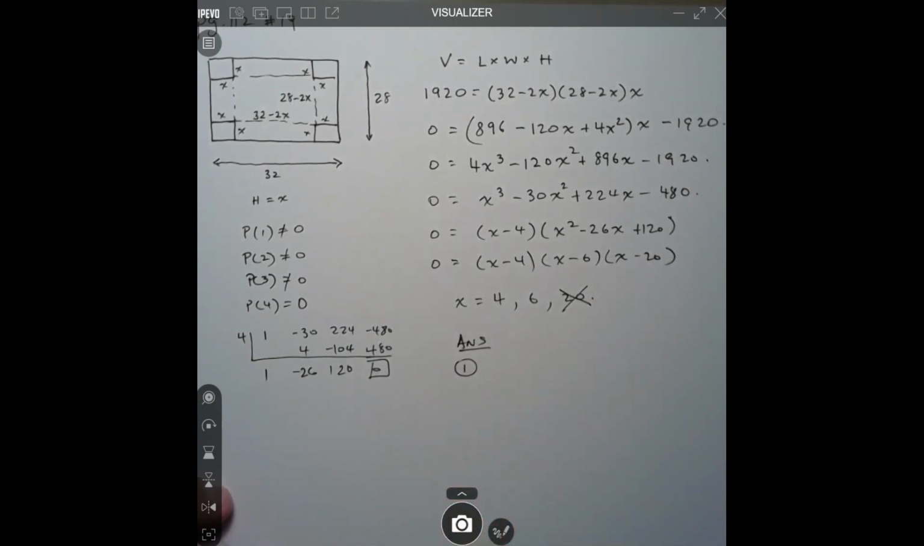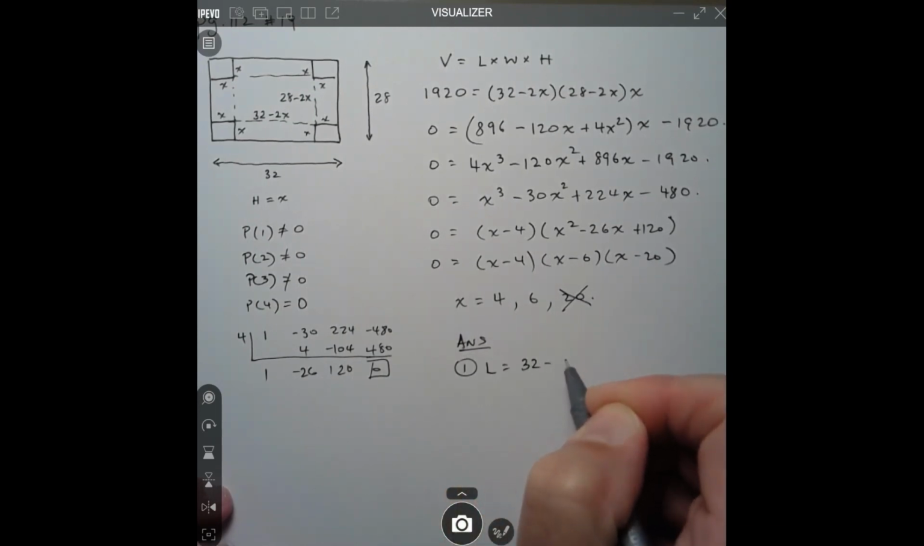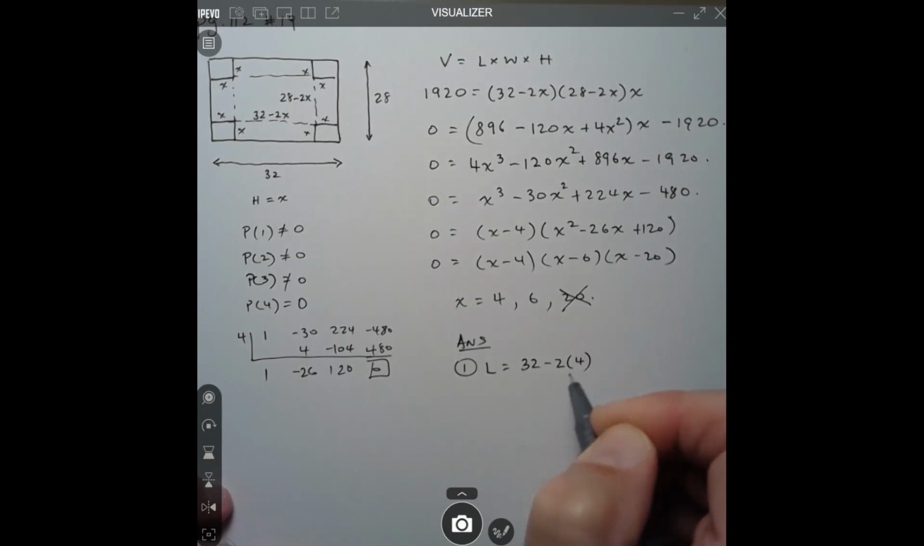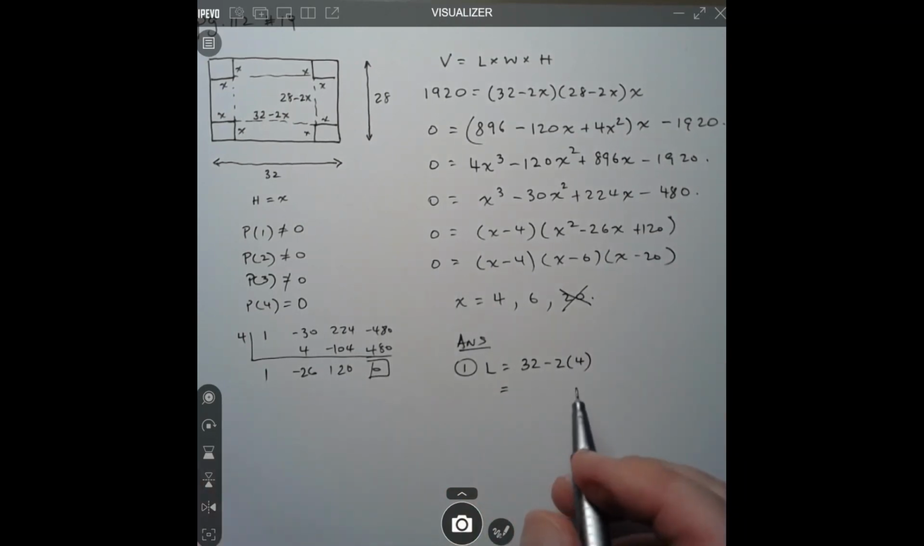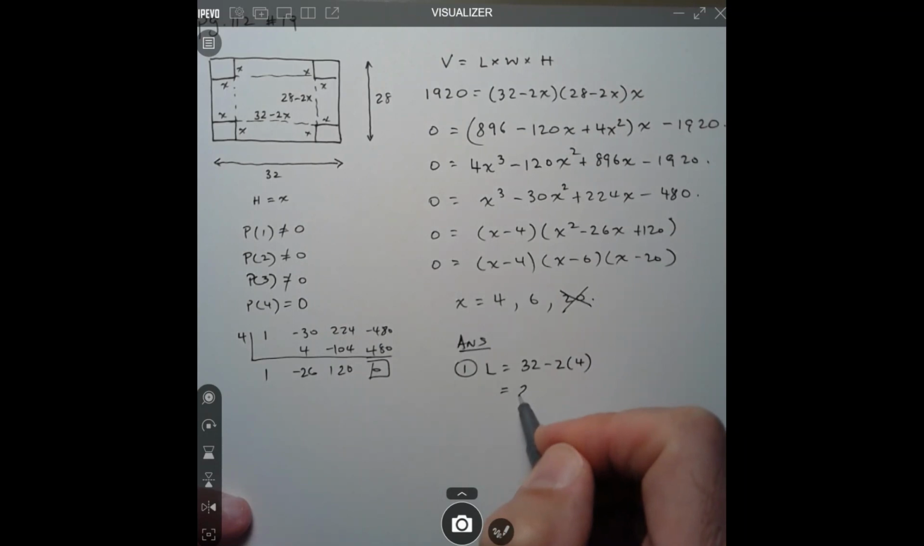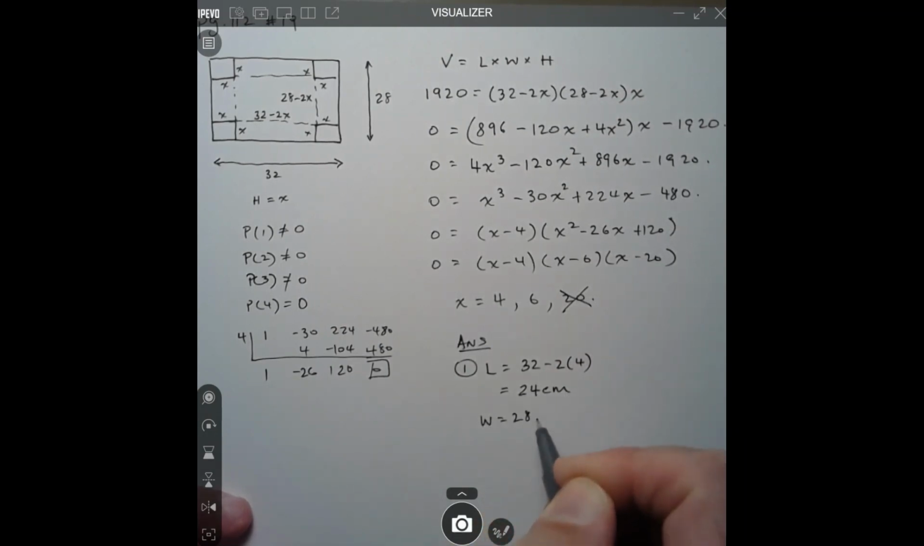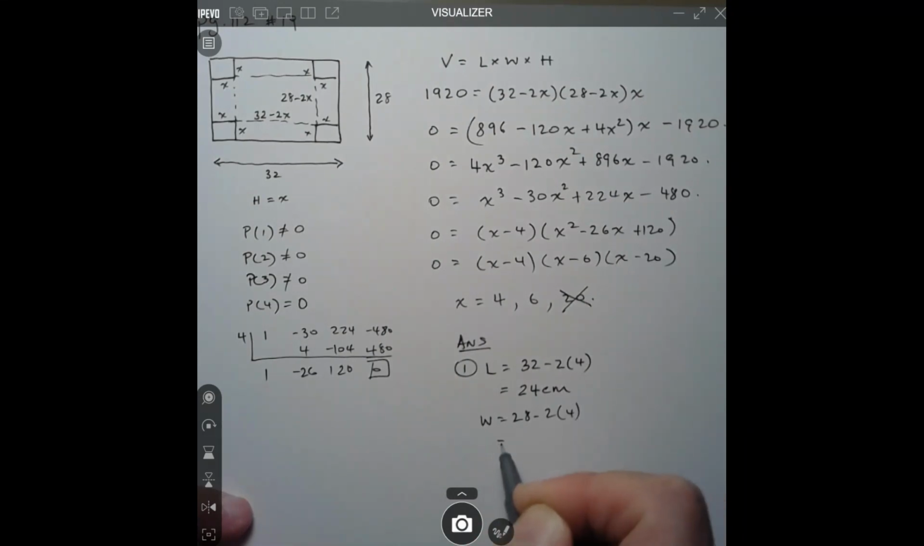So let's look at possibility 1. Our length is 32 minus 2 times 4. So what is that? 32 minus 8. So what does that give us? I guess that's 24. 24 centimeters. Our width is 28 minus 2 times 4. So that's going to be 20 centimeters. And of course, our height is just the value of x, so 4 centimeters.